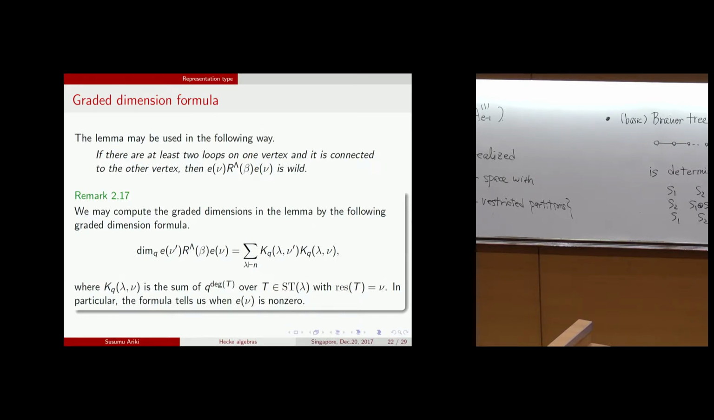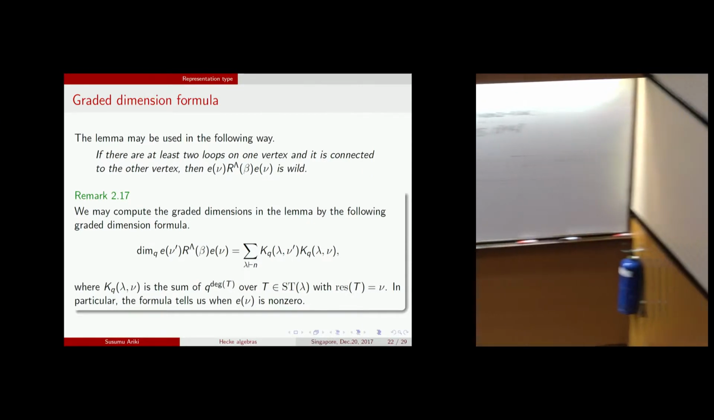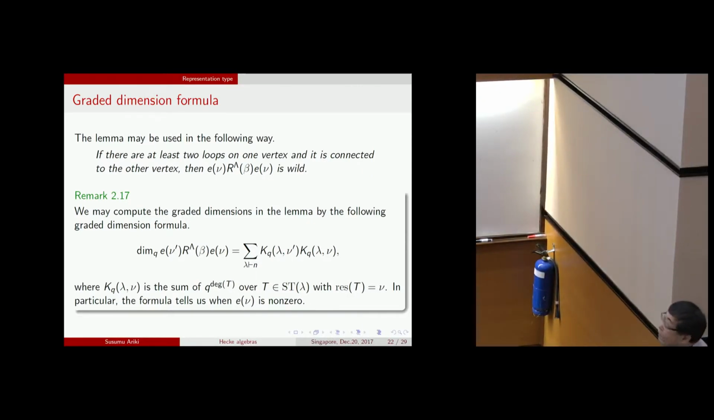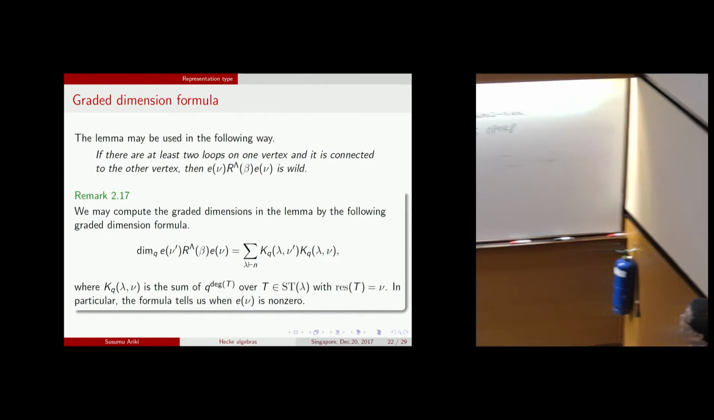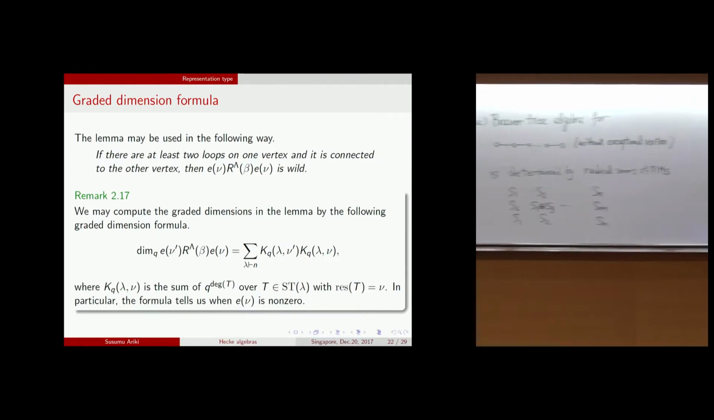So the lemma may be used in the following way, for example. If there are at least two loops on one vertex and two there, then this is a statement here. If the Gabriel quiver contains this or this, then the algebra is wild. Okay. And so the problem is just to choose the appropriate nu and compute the q-dimension of this space.